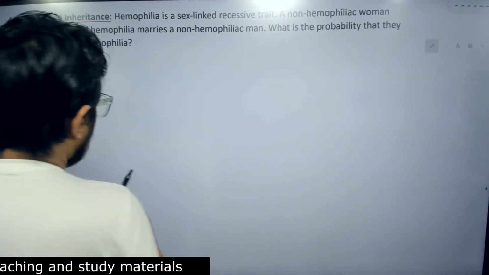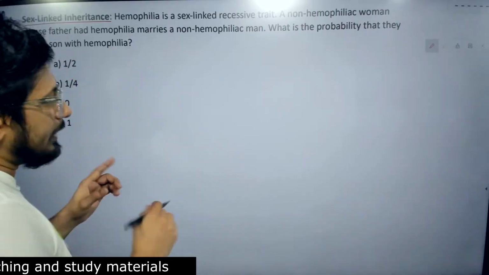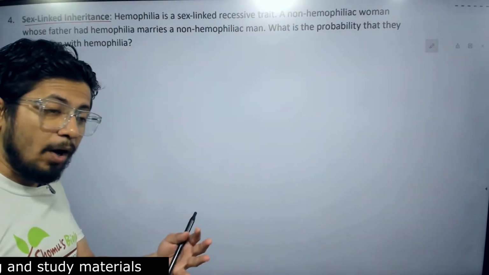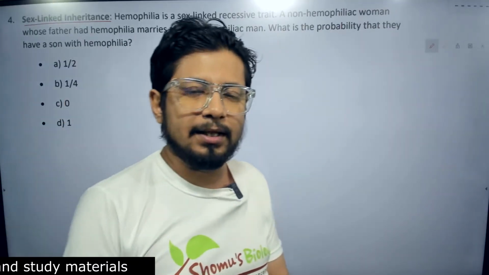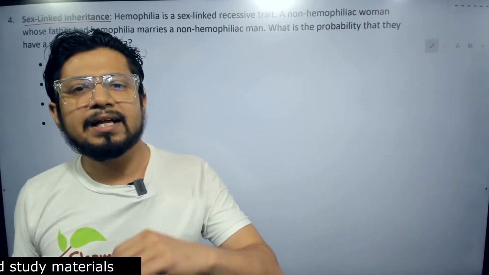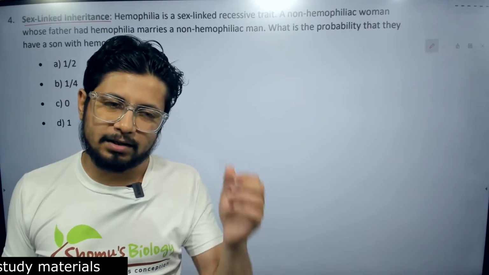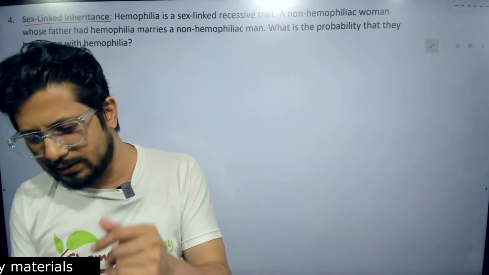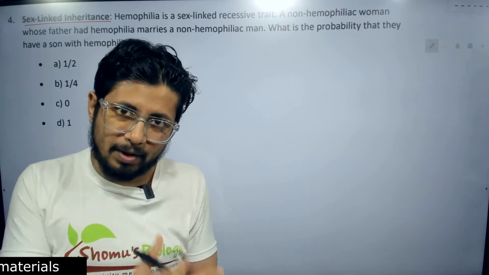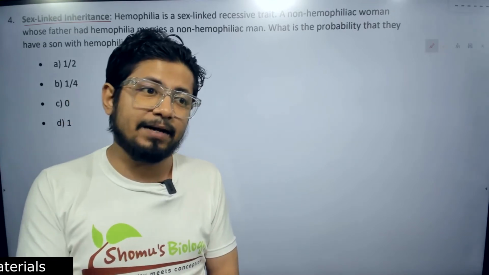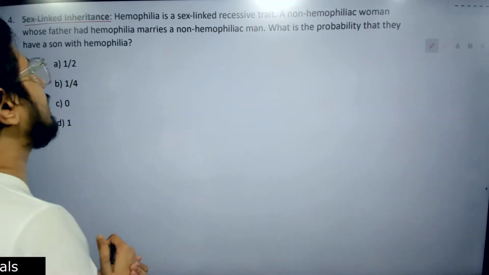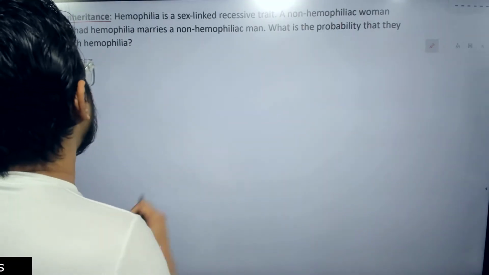Okay, so again another probability question. In this question it is told that hemophilia is a sex-linked recessive trait; they may or may not tell you that, but you need to know that hemophilia and color blindness are all X-linked characters. So it is transferred from mother to son more often and from father to daughter, because X is the chromosome that carries the gene for hemophilia and color blindness.